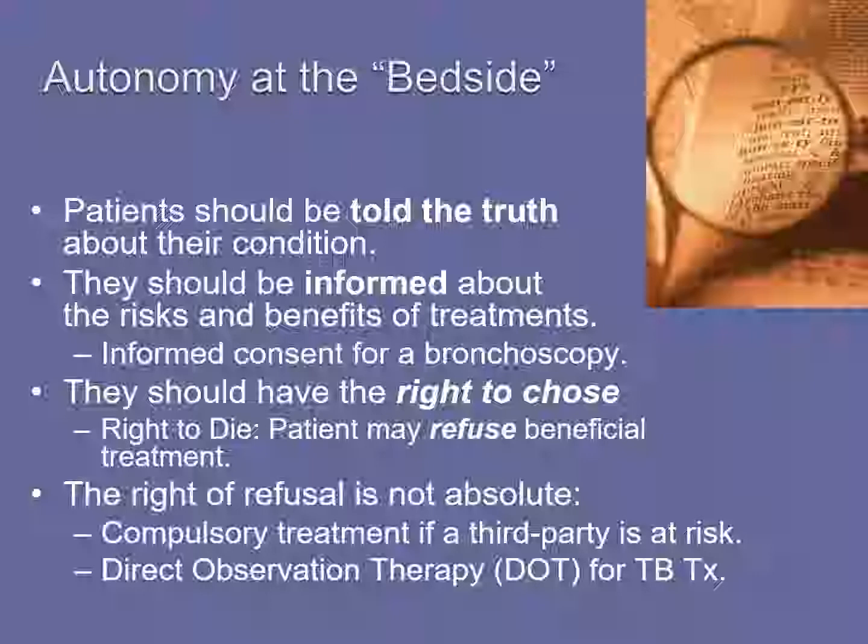Drilling down further on autonomy. Autonomy at the bedside relates to the patient being told the truth about their condition. In addition, they should be informed about the risks and the benefits of treatments. For example, in the case of a bronchoscopy, the informed consent should include why the procedure is being done, or the indications, what will be done, how that procedure will take place, how long it will take, what equipment will be involved, and things along those lines.